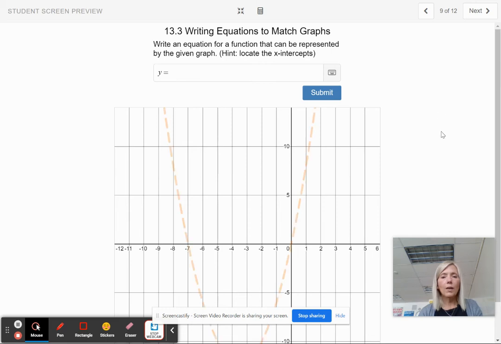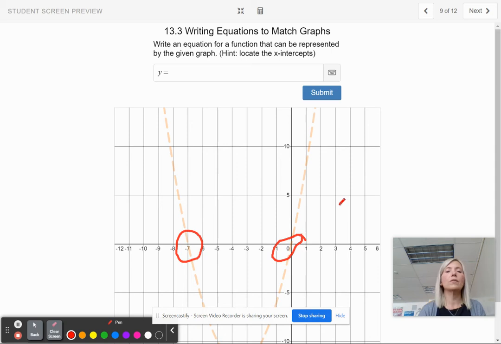Okay, we have a graph here. This graph has, see that? One of the zeros is when x is -7, so an x-intercept at -7. The other one is at 0. So to write an equation for this graph, I want to think about the x-intercept. So this one here at -7, this one here at 0.